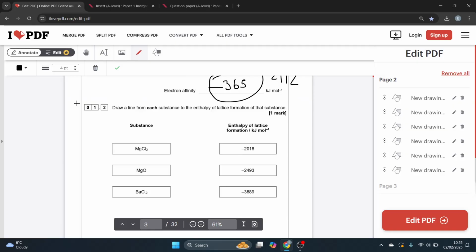Draw a line from each substance to the enthalpy of lattice formation of that substance. So you just split it up into its ions: Mg2+ 2Cl-, Mg2+ O2-, and Ba2+ 2Cl-. So the one with the highest enthalpy of lattice formation is going to be magnesium oxide, the second highest is going to be this, and therefore barium chloride is going to be there.